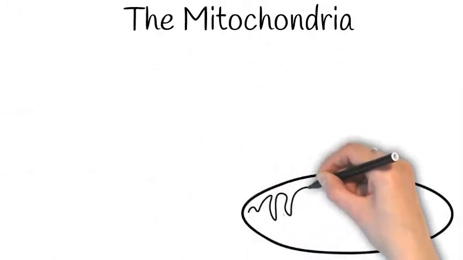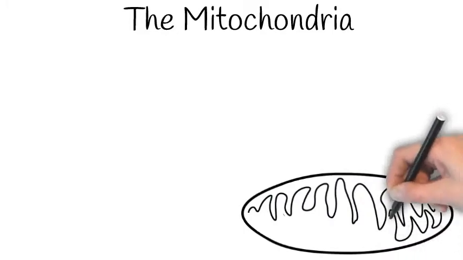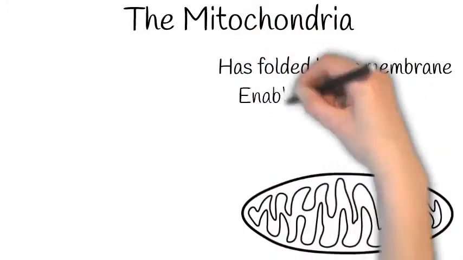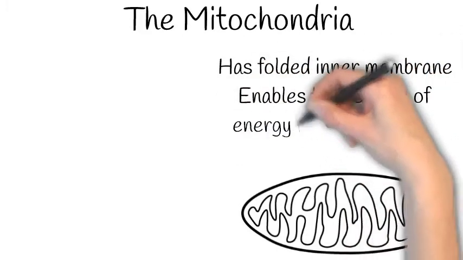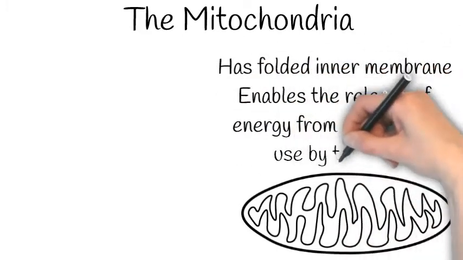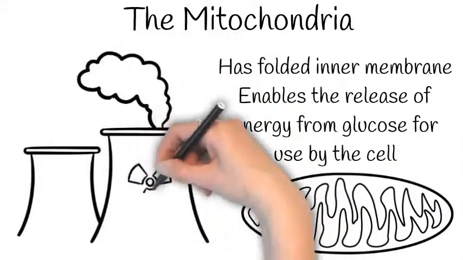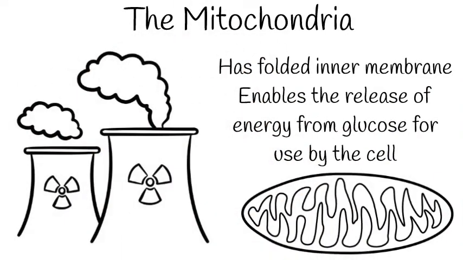The mitochondria has a folded inner membrane with enzymes for the chemical reaction called respiration. It enables the release of energy from specific molecules called glucose for use by the cell. It is the power plant of the cell, releasing the energy so the whole cell can function.